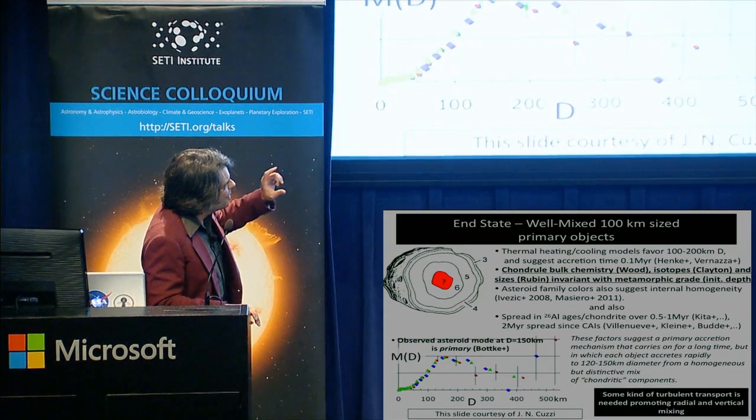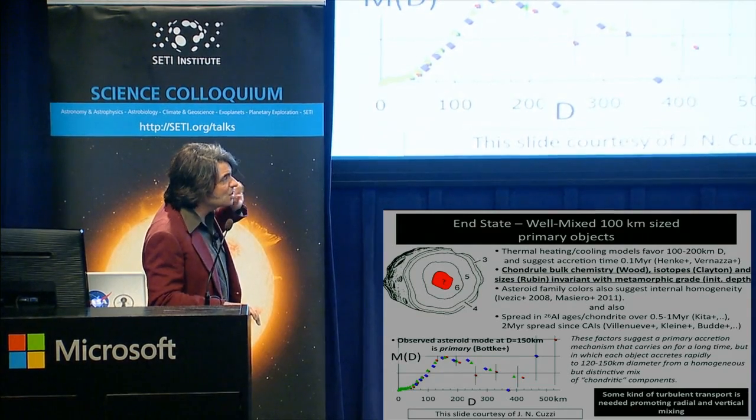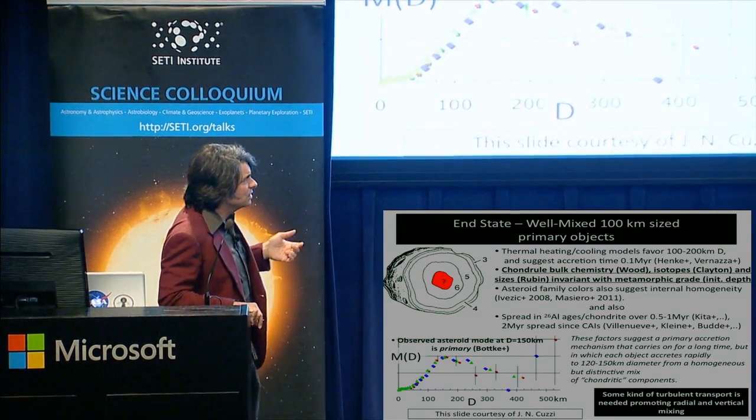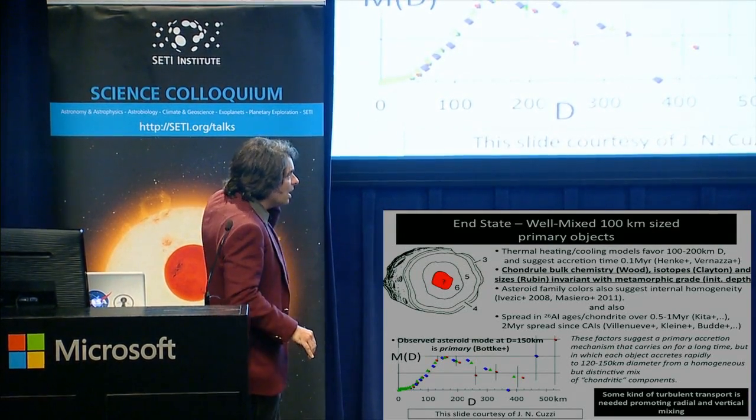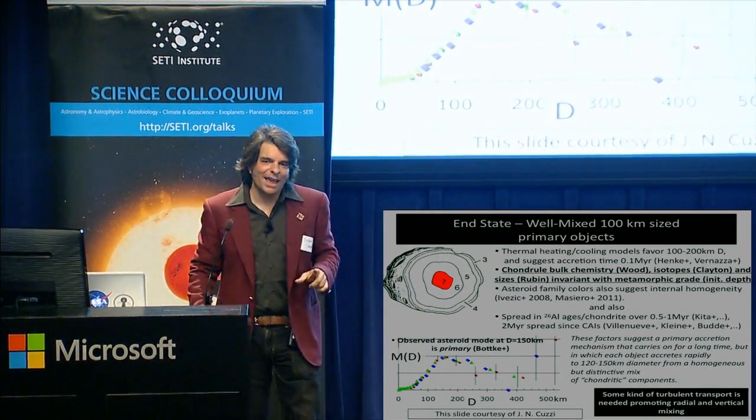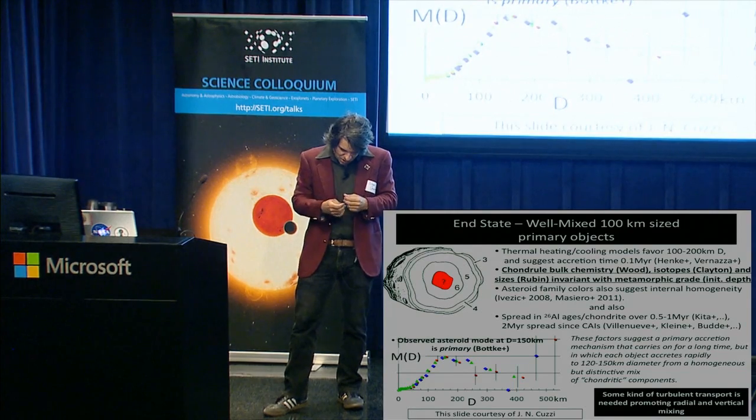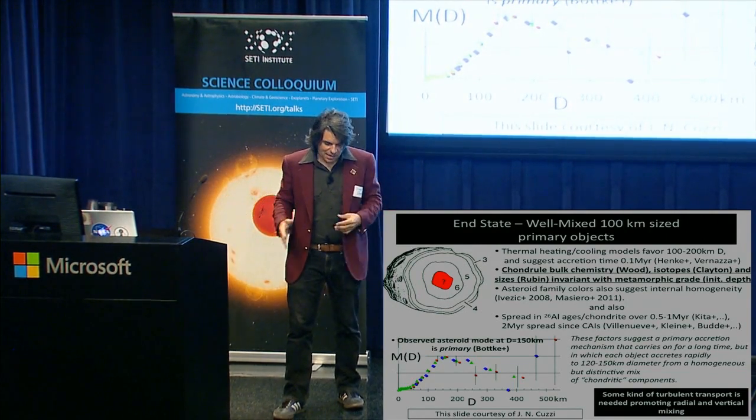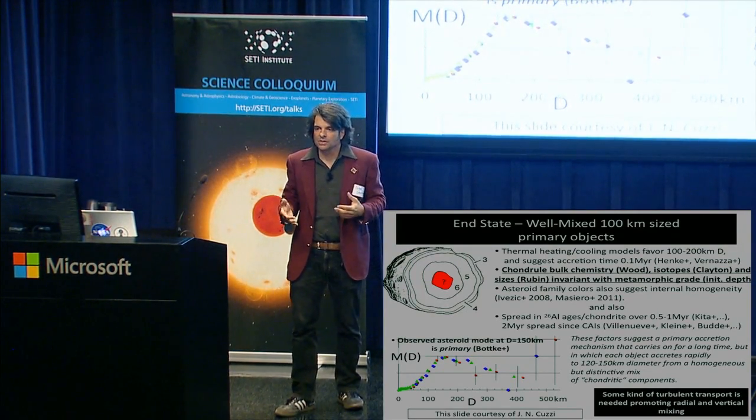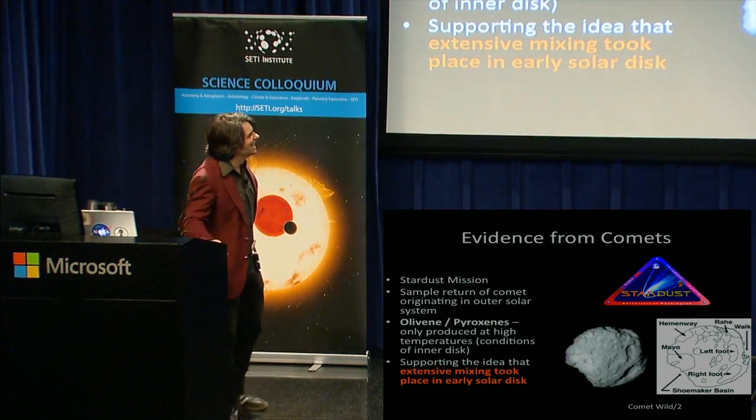The takeaway, and I'm going to read this bit out, is that these factors suggest a primary accretion mechanism that carries on for a long time in situ, but in which each object accretes rapidly to the 120 to 150 kilometer scale diameter from a homogeneous but distinctive mix of chondritic components. The only way you can get these very distinctive small millimeter-sized structures to be spread all over the place is that there has to be, and we are contending, some form of turbulence. Okay, so what's the big deal? Well, I'll get to that in just a little bit, so sit tight.